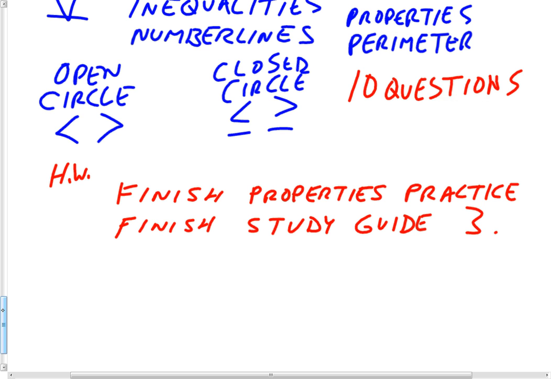Corrections. I'm going to pass back corrections. If you have not done your Unit 1 corrections, I'm going to let you know today. We'll make sure that you get them done by Monday.